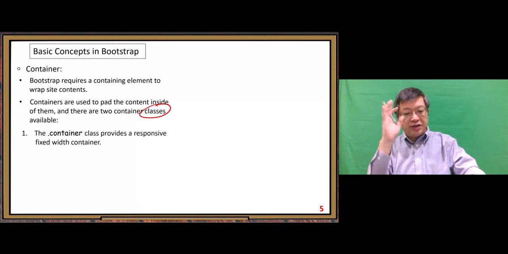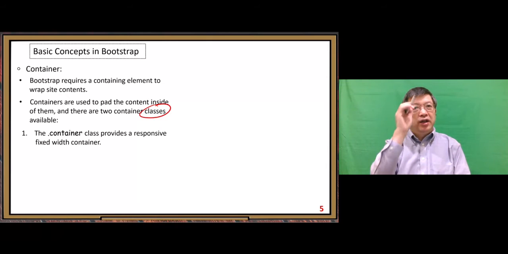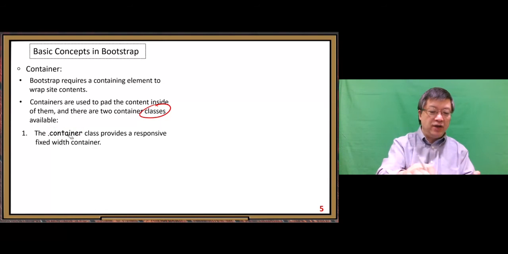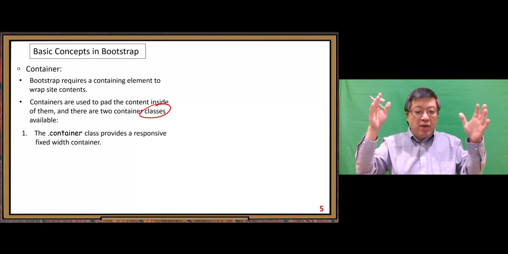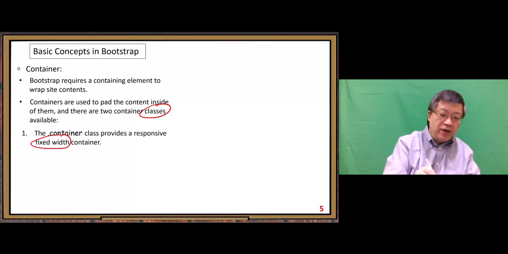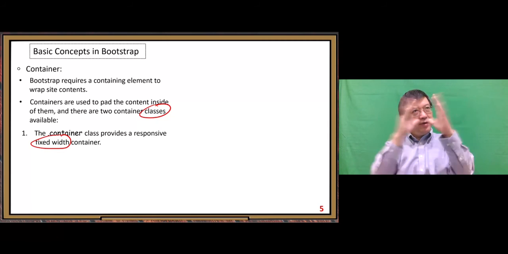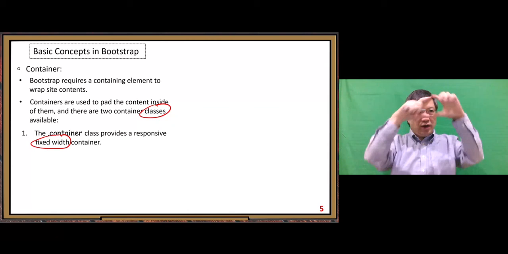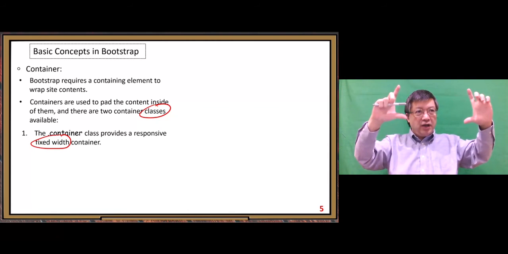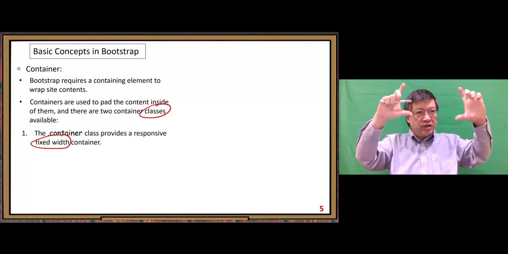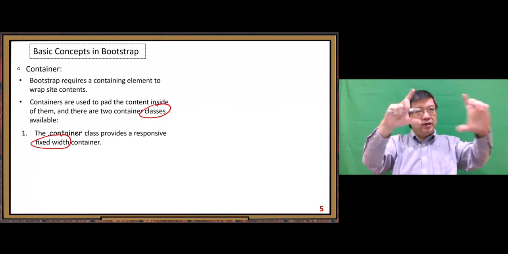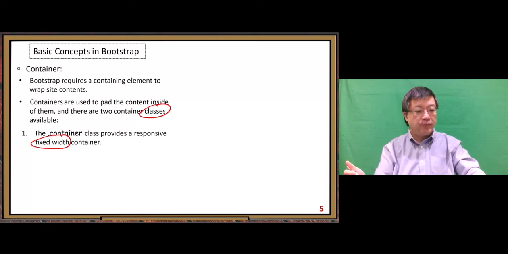The first container class is dot container. That's a class, so we use the dot container class. It provides a responsive fixed width container. The width is fixed, so when you change the screen size, the container stays the same fixed size. It does not shrink or get bigger.